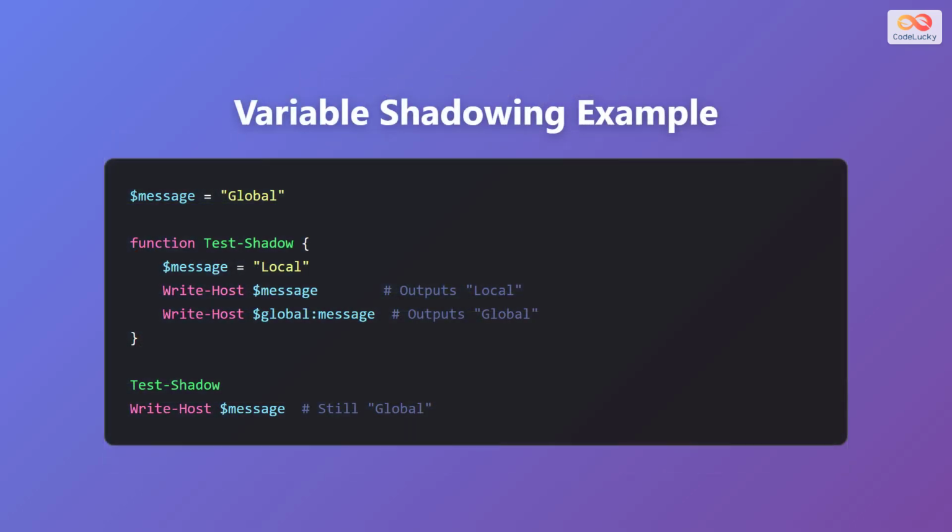Variable shadowing occurs when a local variable has the same name as a parent scope variable. In this example, we set $message equals "global" at the top level. Inside the Test-Shadow function, we create a new local variable also named $message with the value "local". When we use Write-Host $message inside the function, it displays "local" because the local variable shadows the global one. However, we can still access the global variable by explicitly using $global:message, which outputs "global". After the function completes, $message still equals "global", proving the local variable didn't modify the global one.